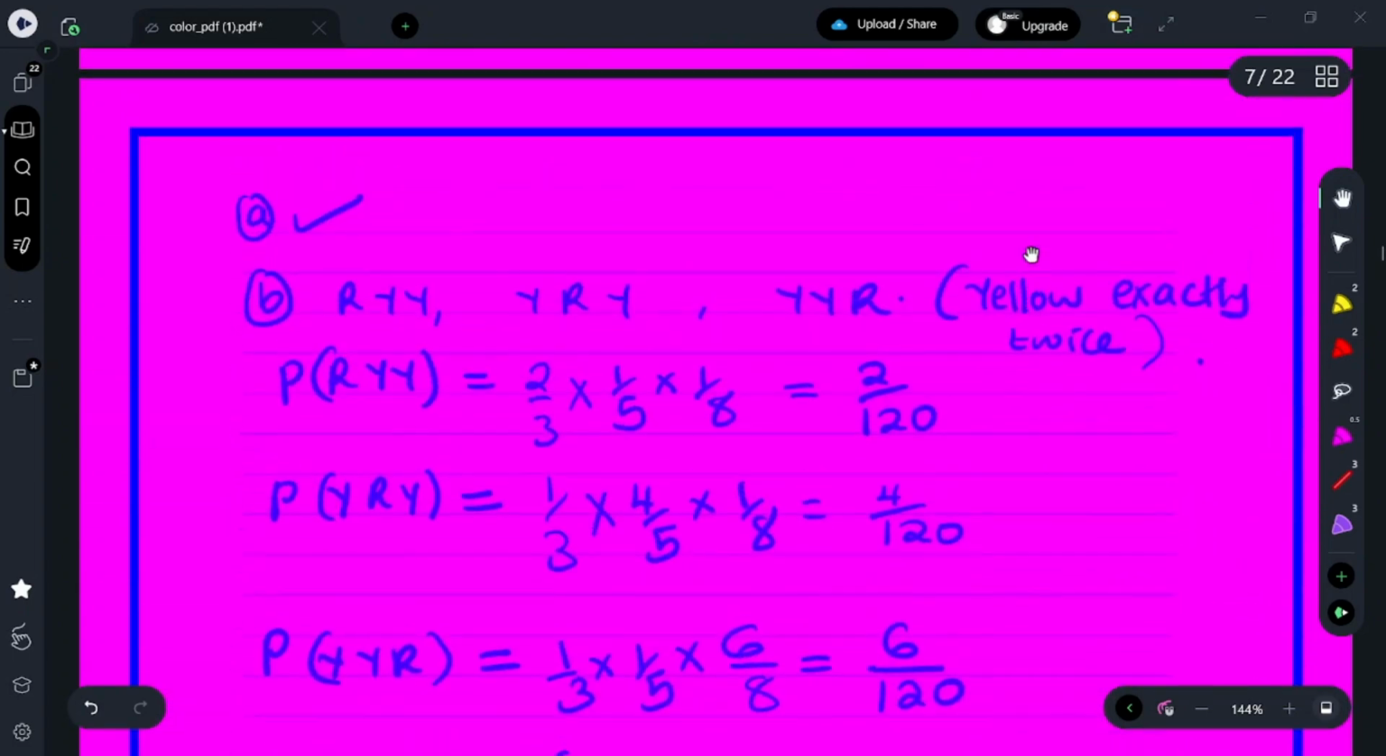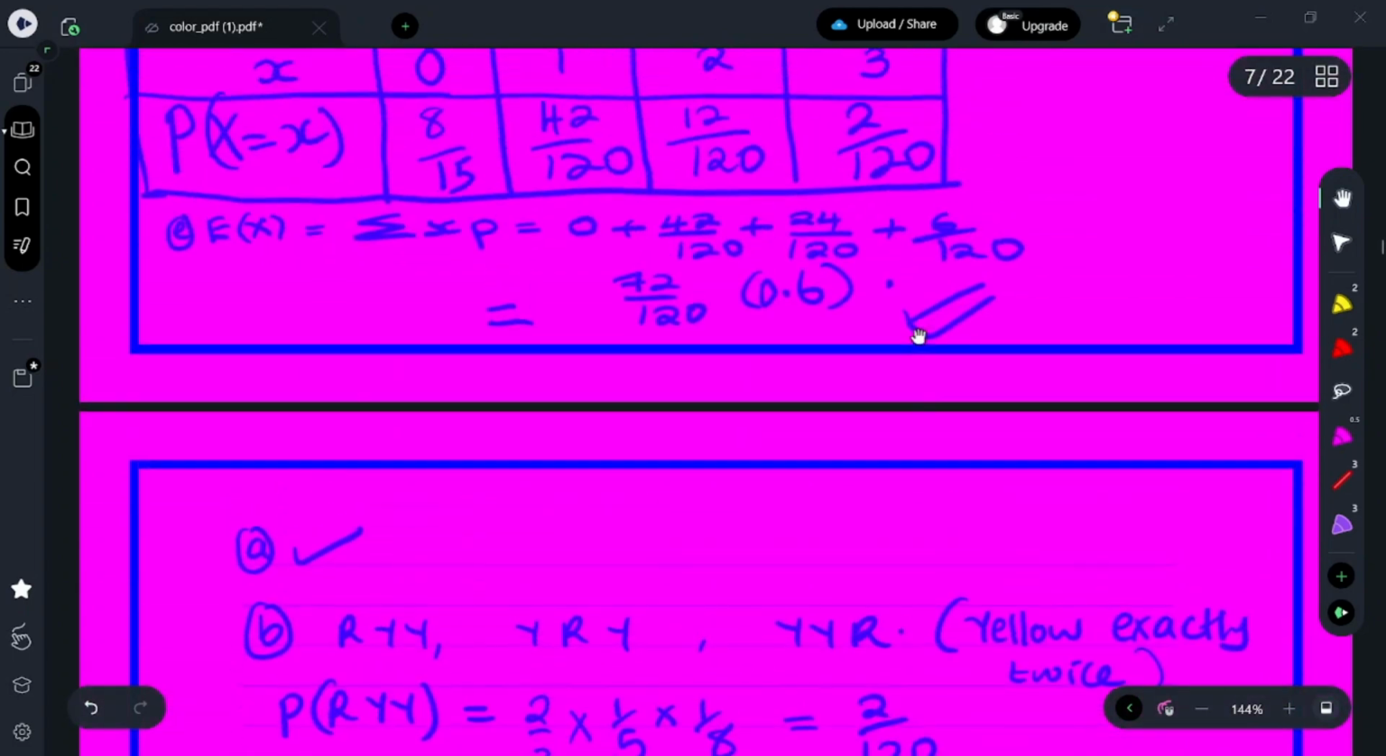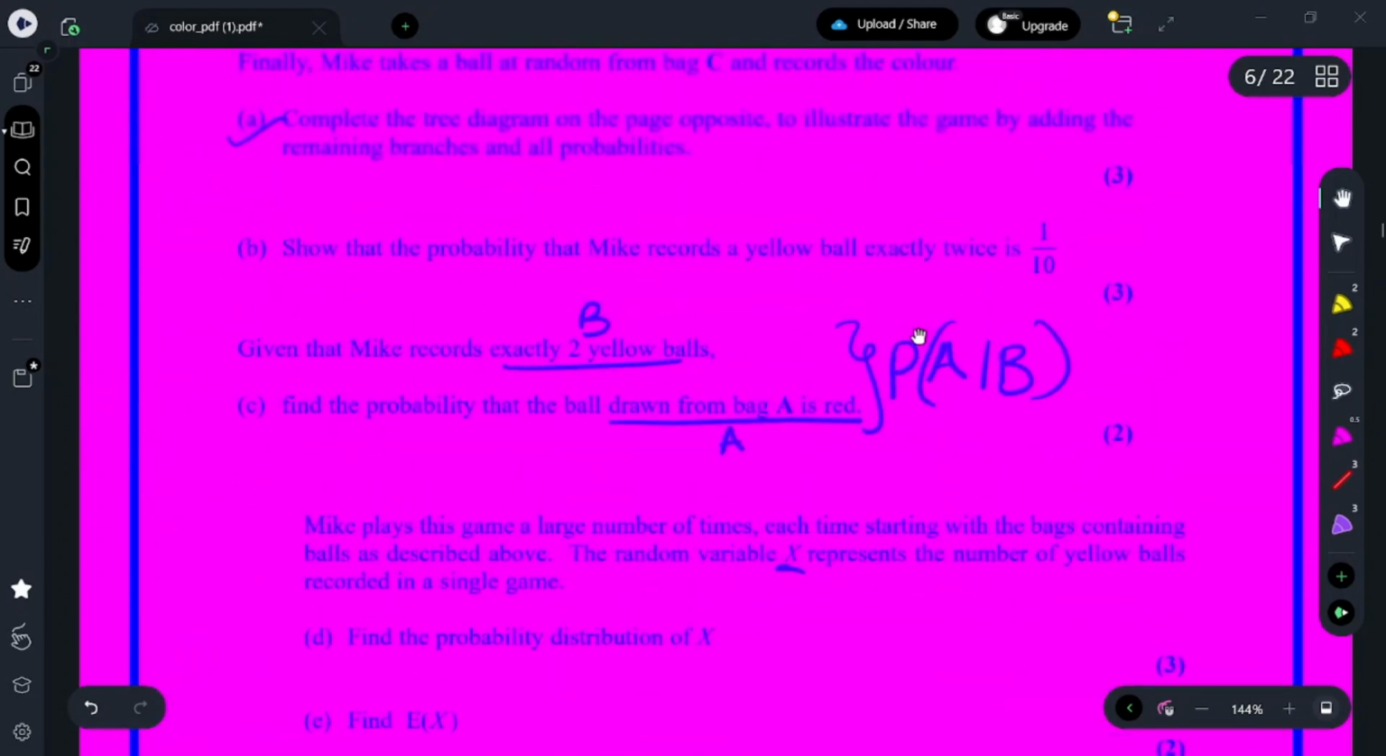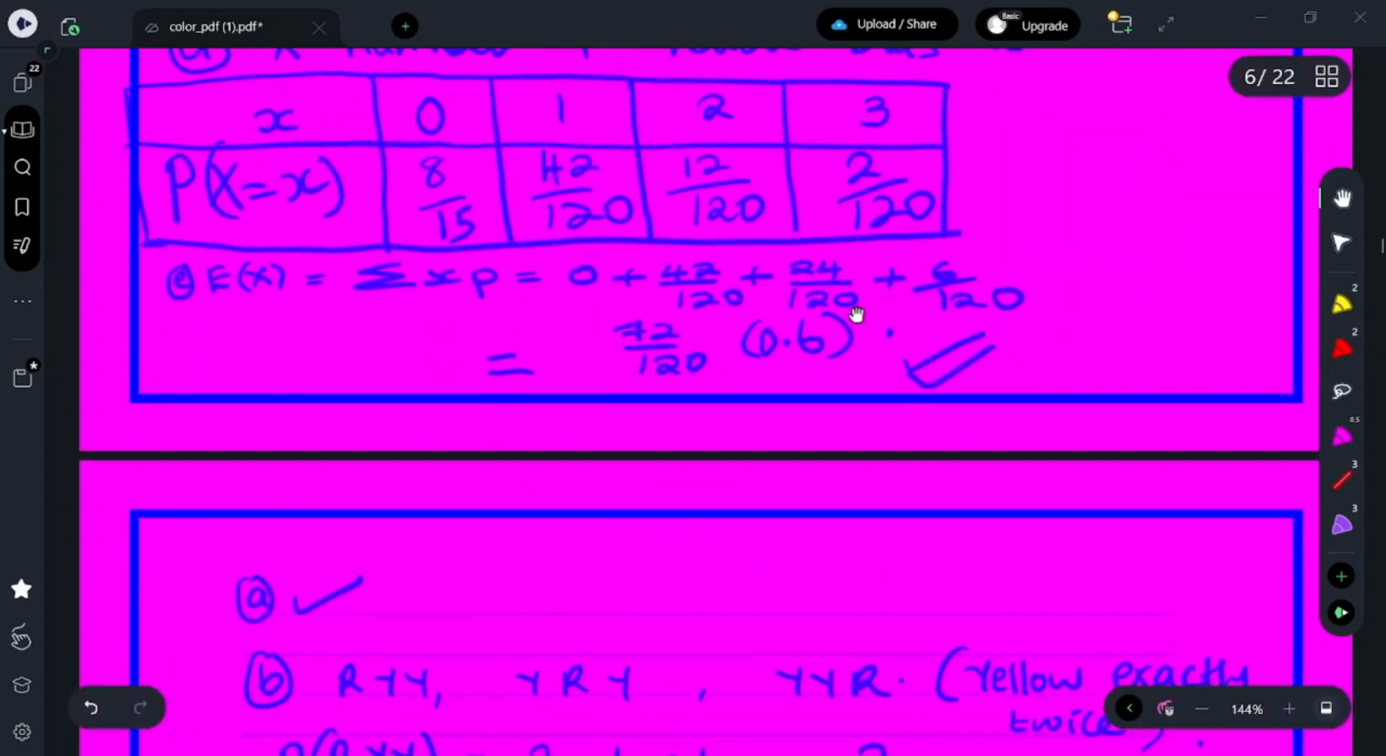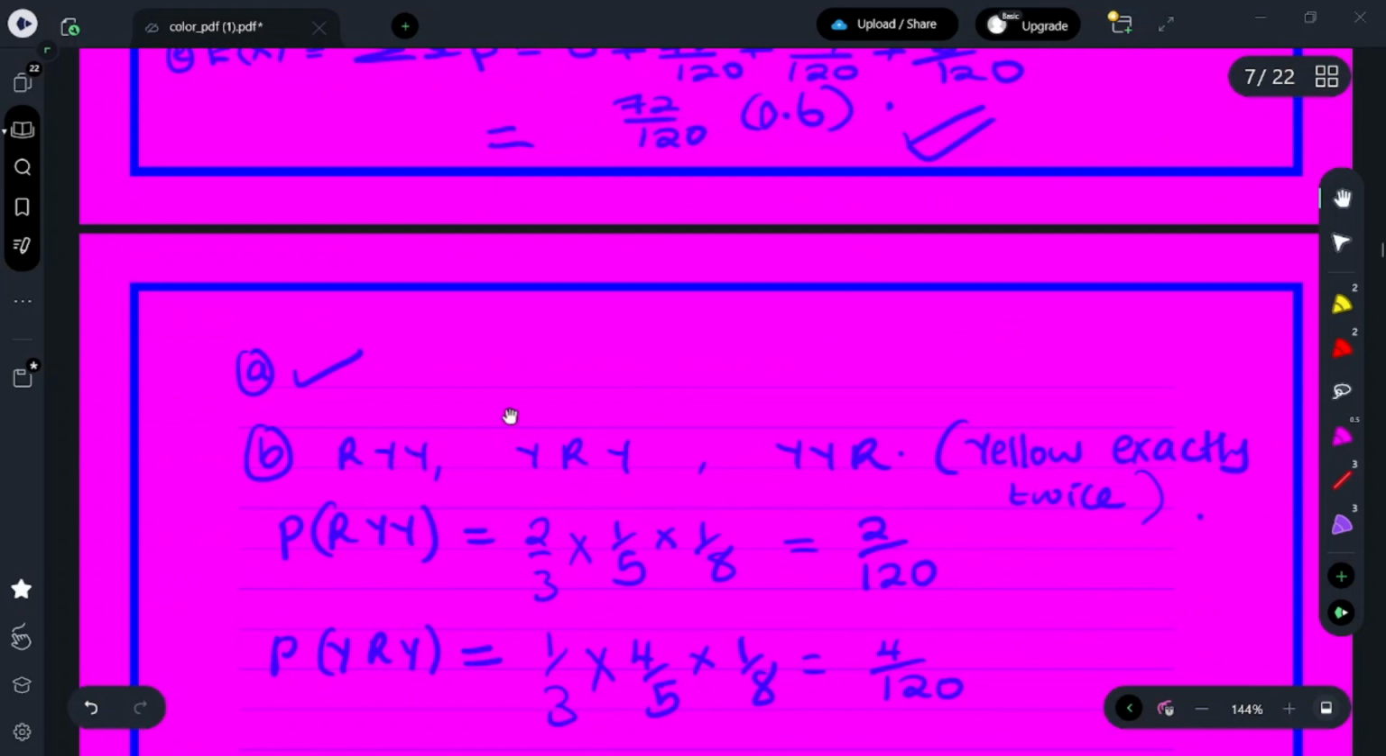After the tree diagram, we have question B. What is question B asking? Show that the probability that Mike records a yellow ball exactly twice is 1 over 10. You want to know that the probability is 1 over 10. So question B is over here.